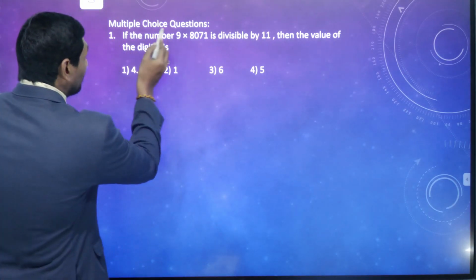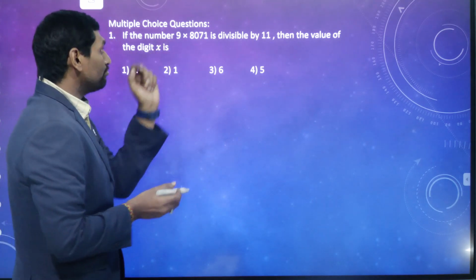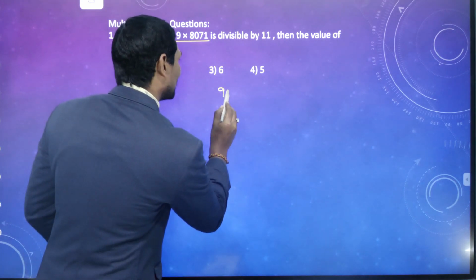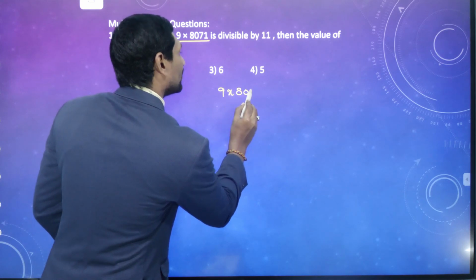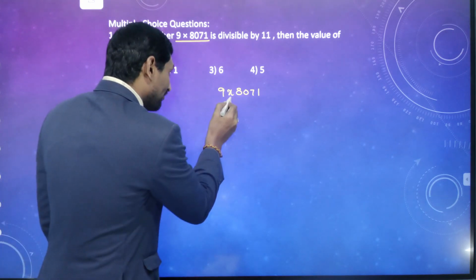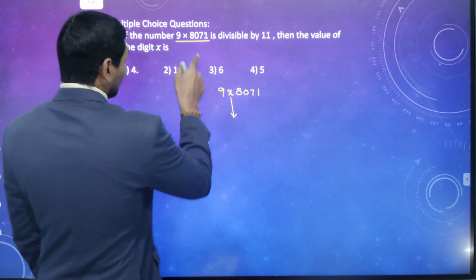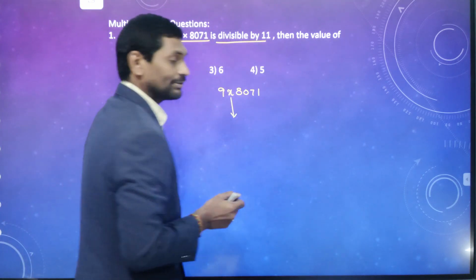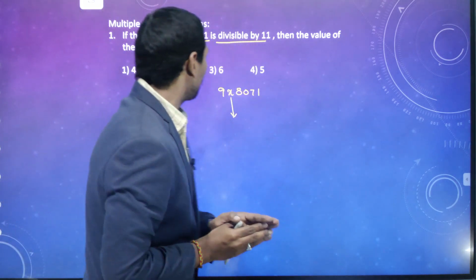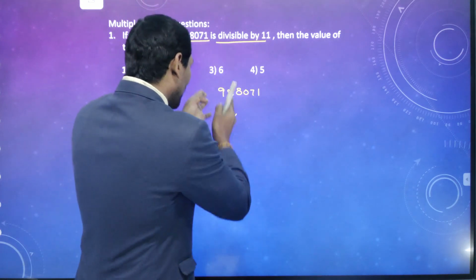Here multiple choice questions are given. The first question is, if the number 9x8071, which is a 6-digit number, has one digit missing. In the place of the digit, there is a variable x. The question says it is exactly divisible by 11. That means this entire 6-digit number is divisible by 11, then the value of the digit x is. We need to find the value of x.